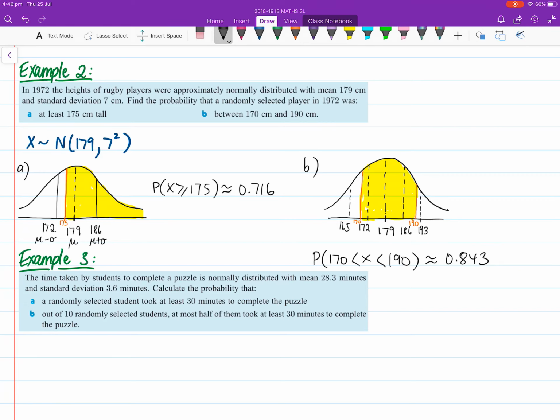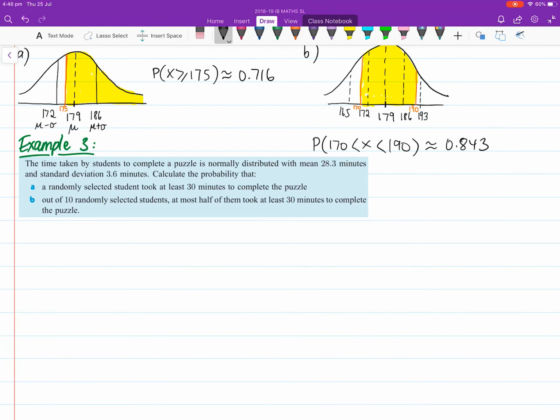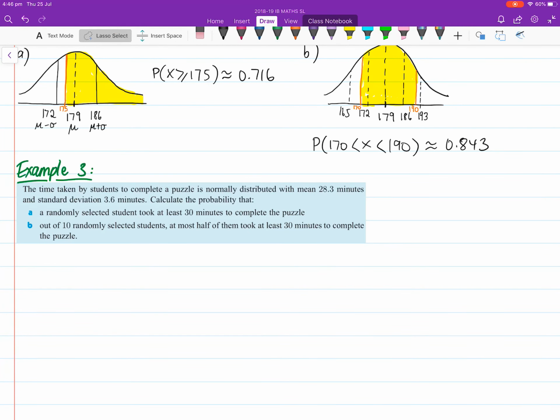Okay, and then last example, let me move this down for you. Okay, what have we got? It says, the time taken by students to complete a puzzle is normally distributed with a mean of 28.3 minutes and standard deviation 3.6 minutes. Calculate the probability that a randomly selected student took at least 30 minutes to complete the puzzle, and then out of 10 randomly selected students, at most half of them took at least 30 minutes to complete the puzzle.